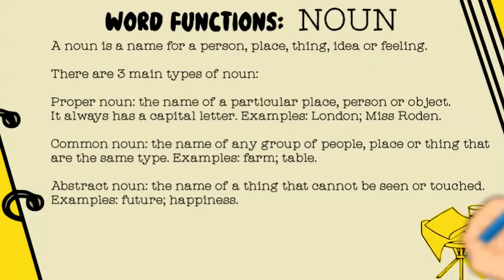Now, common nouns are the names of any group of people, place, or thing that are of the same type. For example, farm, table, plate, pens, pencils, etc. The next type are abstract nouns, and abstract nouns are a little bit more difficult to get your head around because you can't see or touch them. Some examples would be future, past, present, happiness, loneliness, remorse, and so on.